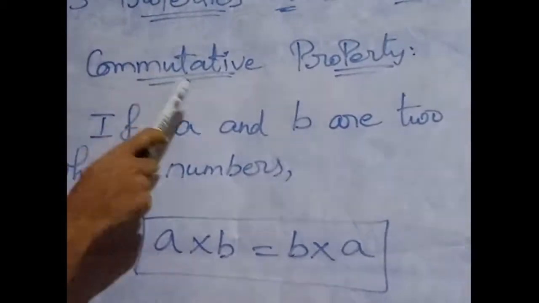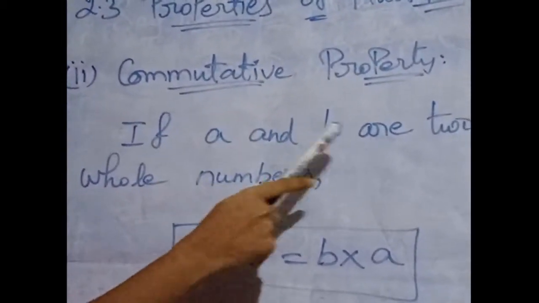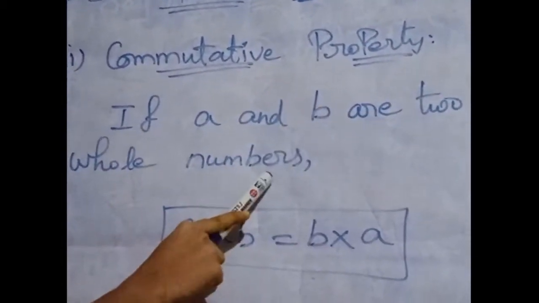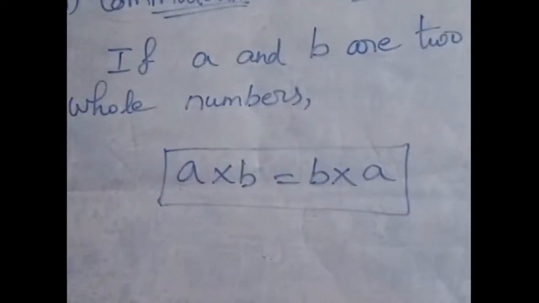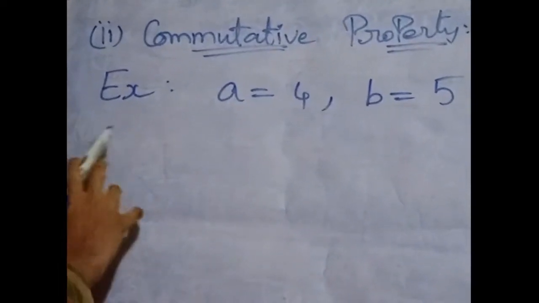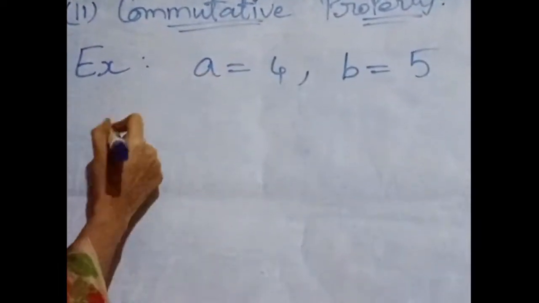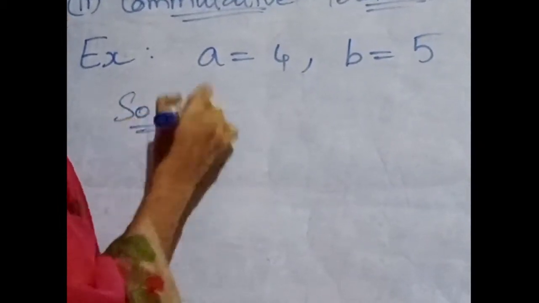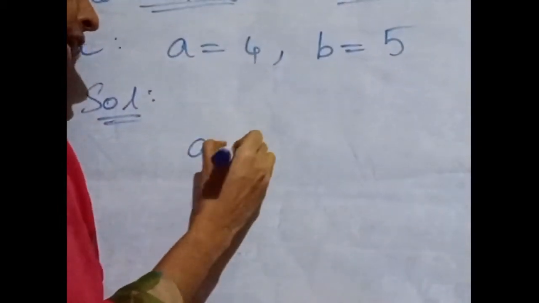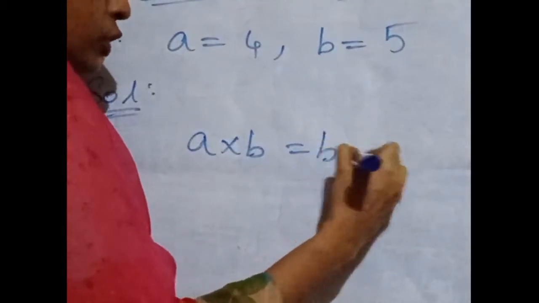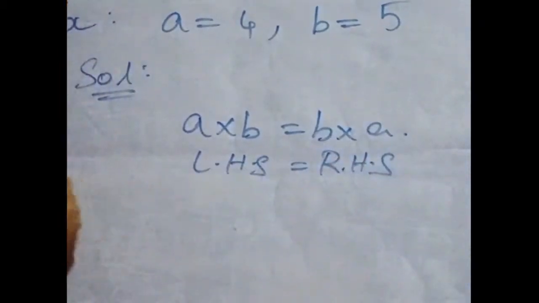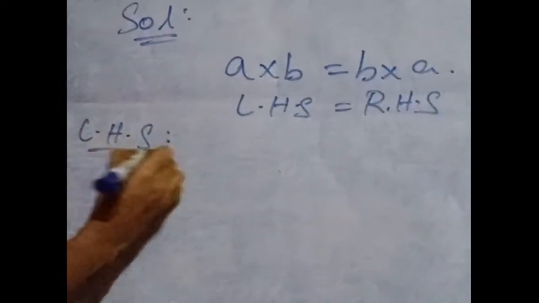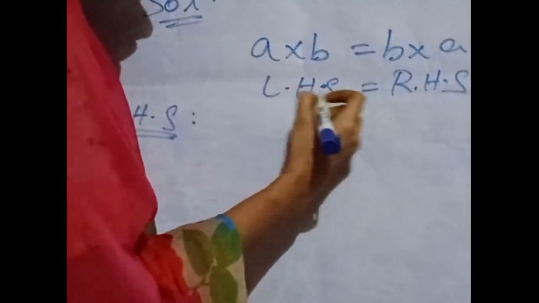Next, second property, commutative property. If A and B are two whole numbers, then A into B is equal to B into A. Example, A is equal to 4, B is equal to 5. Solution. First write down the commutative property. The property is A into B is equal to B into A. This is LHS is equal to RHS. First write down the LHS. LHS means left hand side. RHS means right hand side.